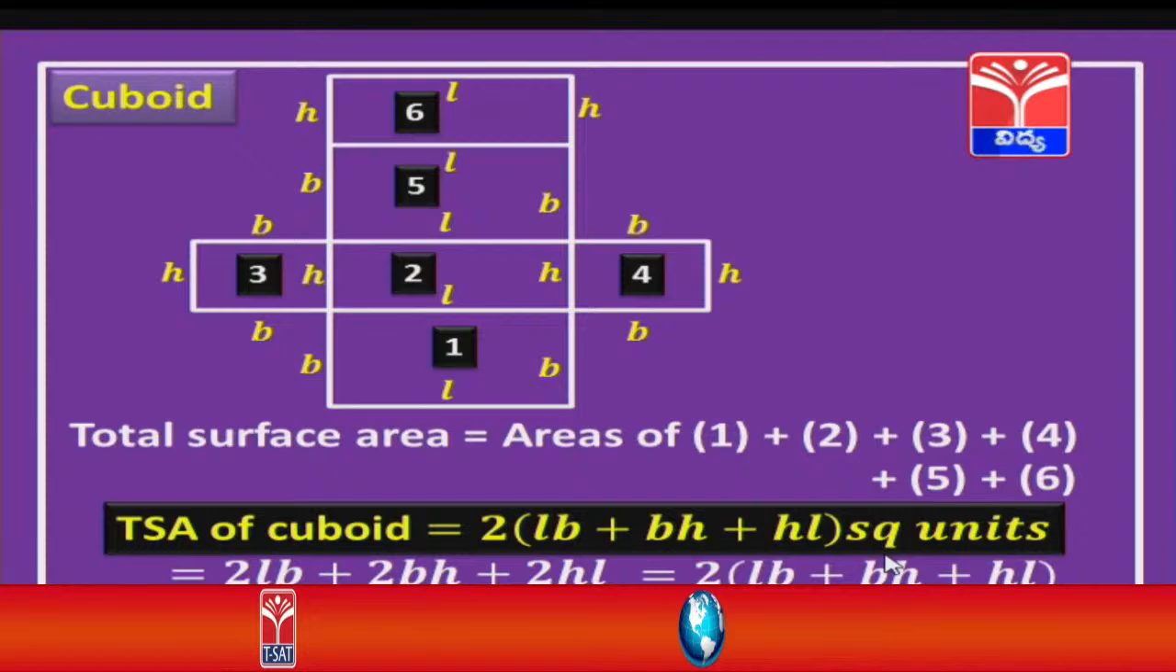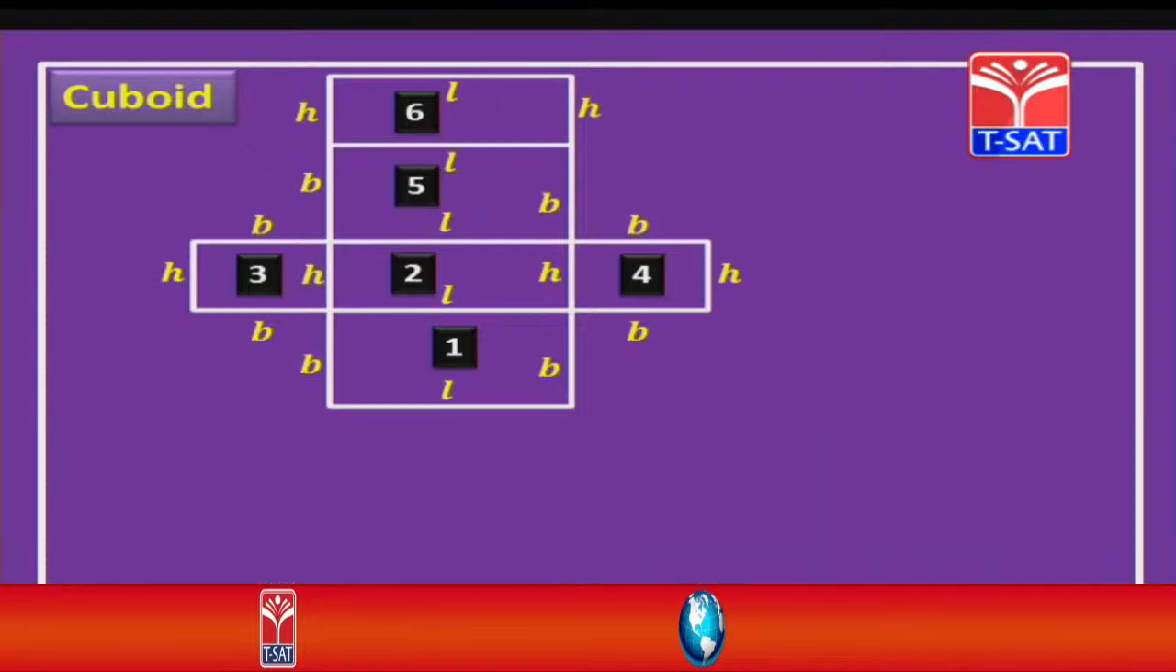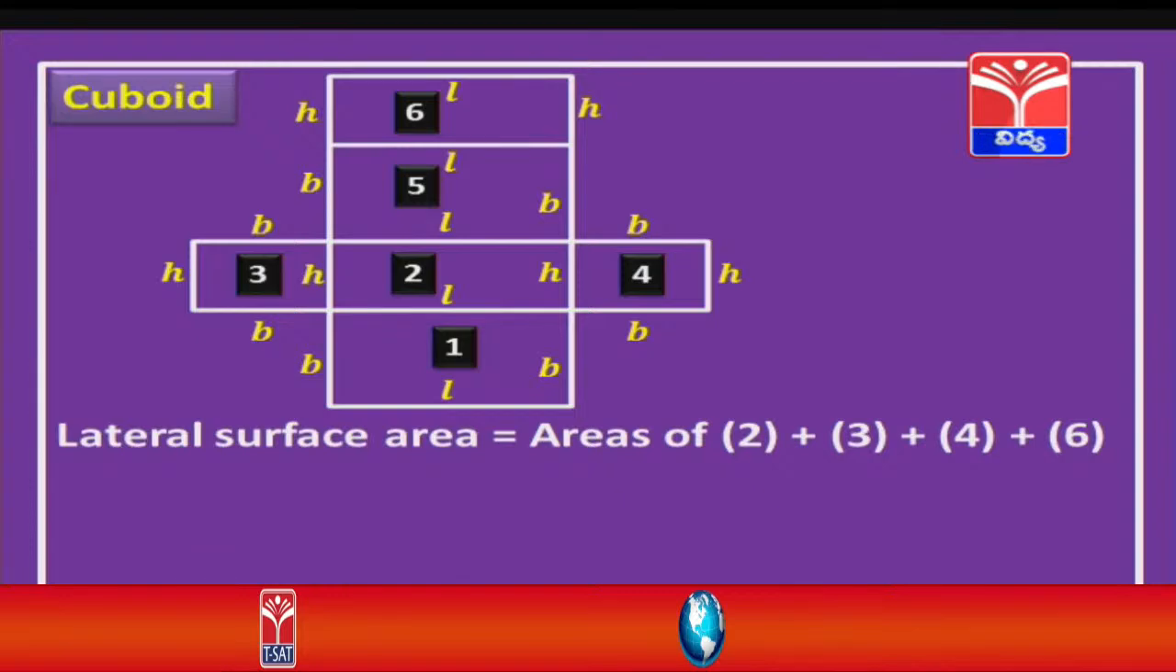Okay, children. Now, let us consider the lateral surface area of the cuboid. Now, what do you mean by lateral surface area? So, we are going to find only the sides, that is, we will remove the bottom as well as top portions, rest is all the lateral surface area. And in this case, the lateral surface area is given by areas of 2, 3, 4 and 6.